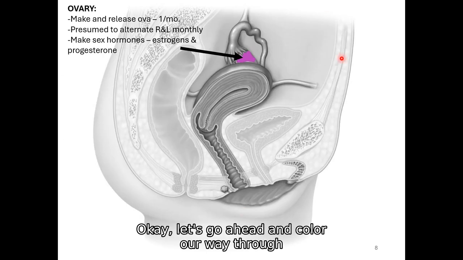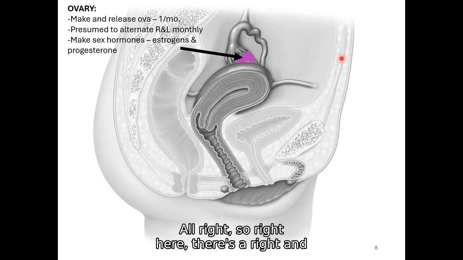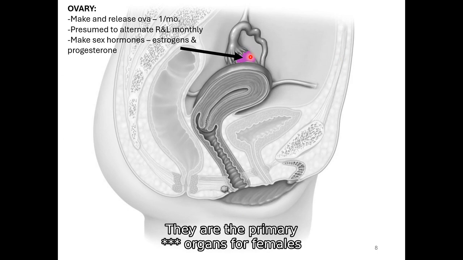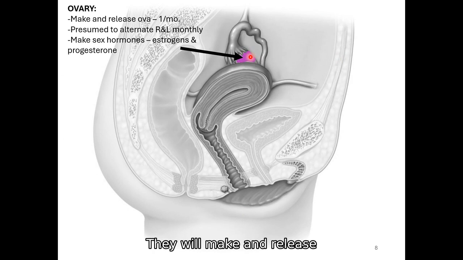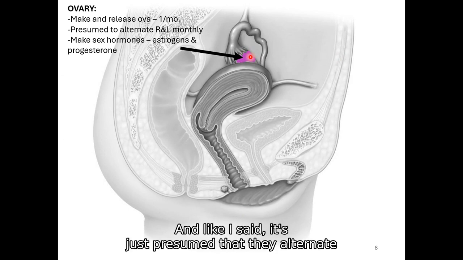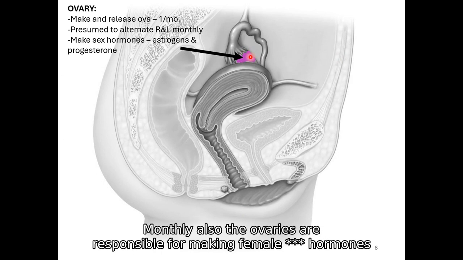So let's go ahead and color our way through the female reproductive system. All right, so right here, there's a right and a left, but this is the location of the ovaries. They are the primary sex organs for females. They will make and release ova, usually just 1 per month. And like I said, it's just presumed that they alternate monthly.